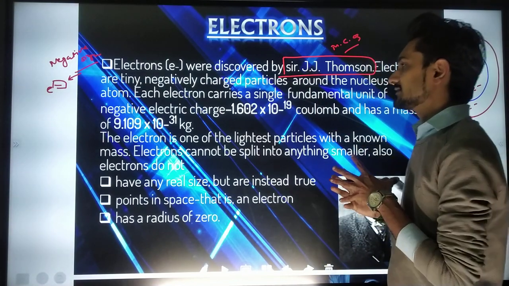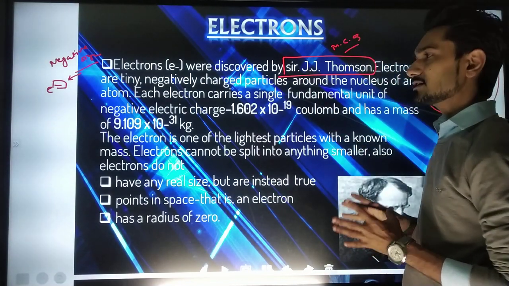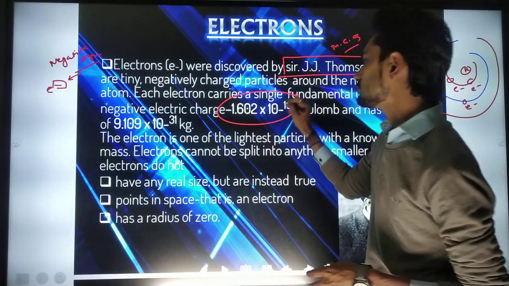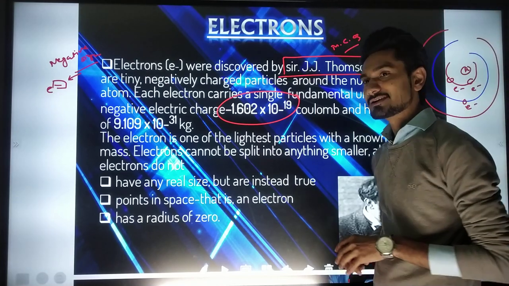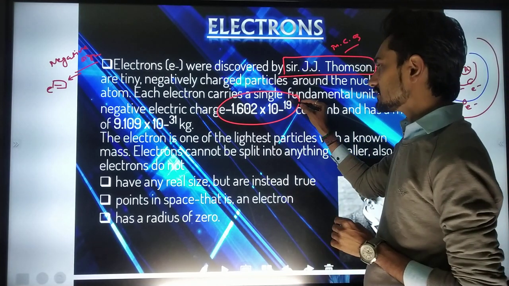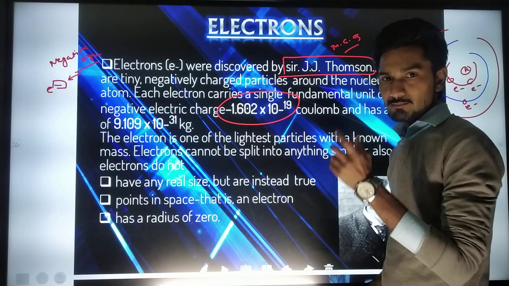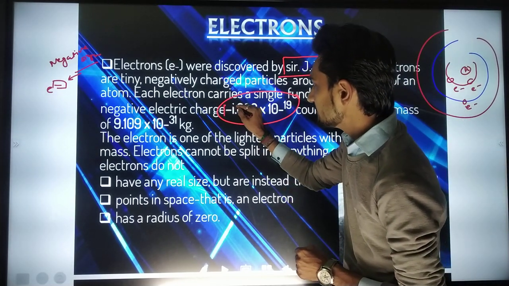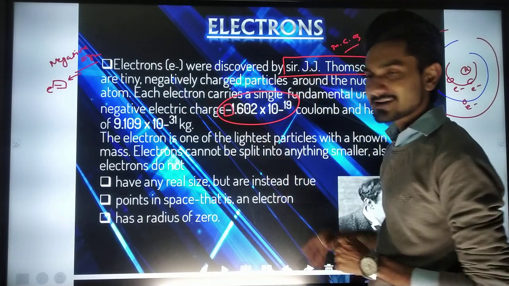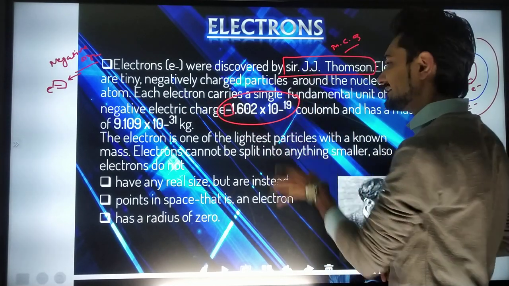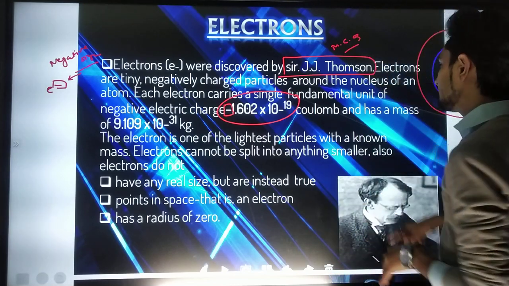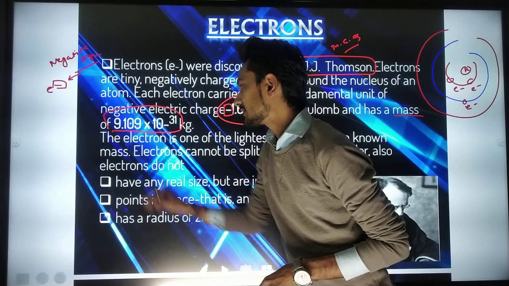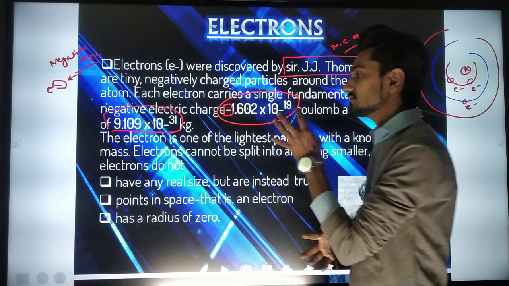Each electron carries a single fundamental unit of negative electric charge, which is minus 1.602 into 10 raised to minus 19. Minus 19 is a power, and the minus is there because the electron is negatively charged, that is why we are adding the minus. And it has a mass of 9.1019 into 10 raised to minus 31 kg.